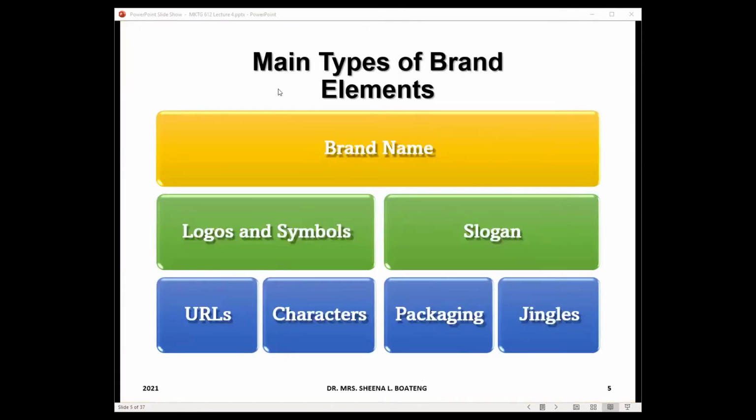So with that being said, there are several types of brand elements. However, the main types that we can distinguish from brand management literature include the brand name, logos and symbols, the slogan, URLs, characters, packaging, and then jingles. Now we are going to take each of these main types one after the other and dissect them, starting from brand name, which is the first and most popular of all the brand elements.